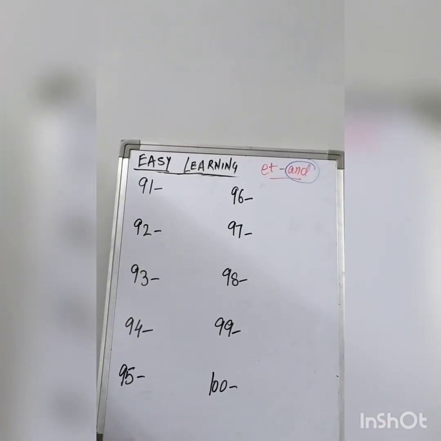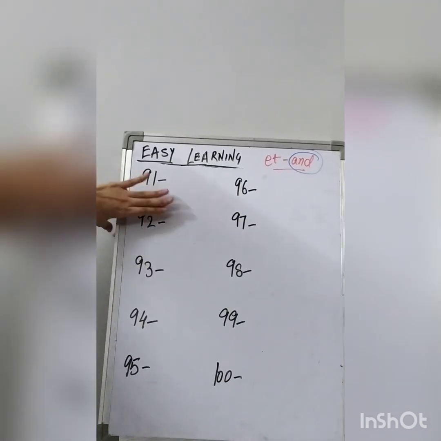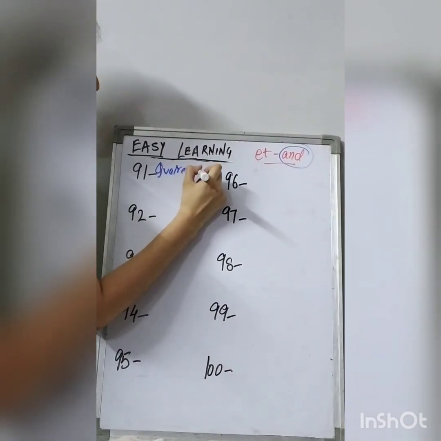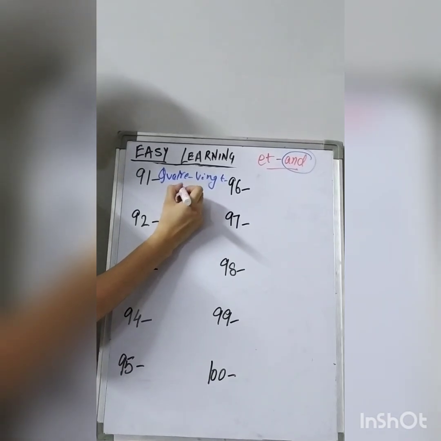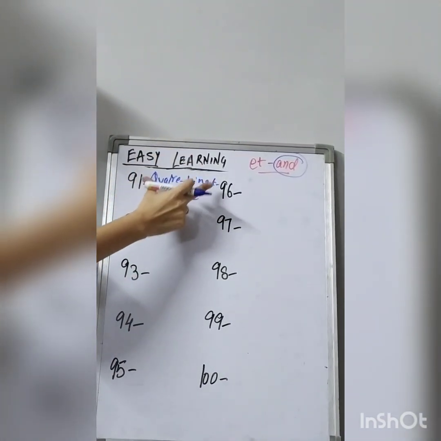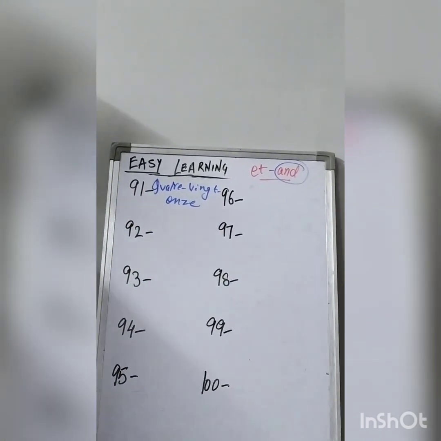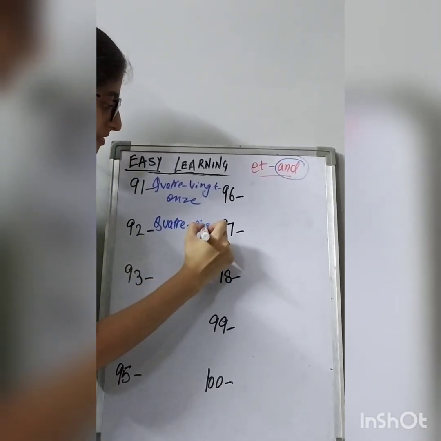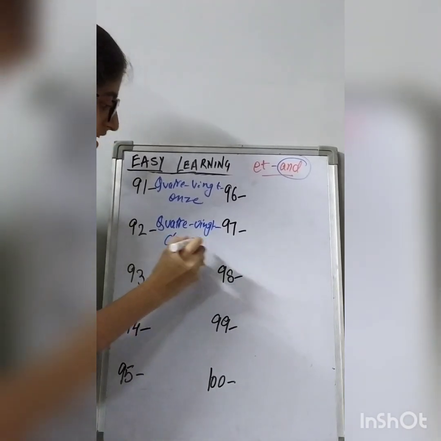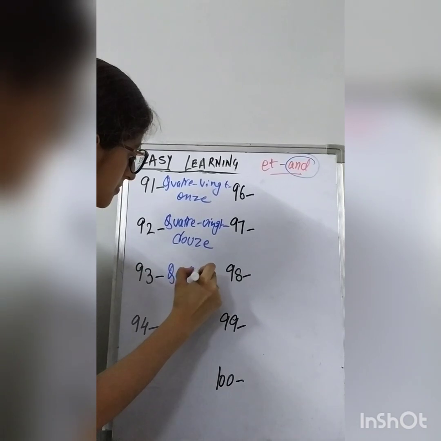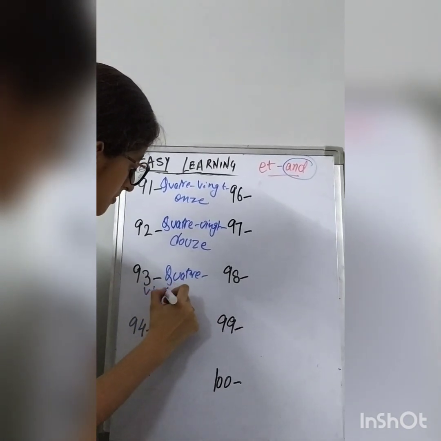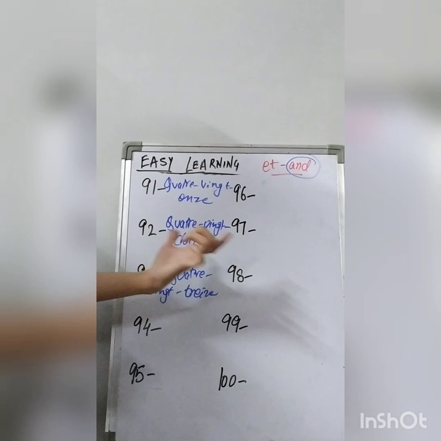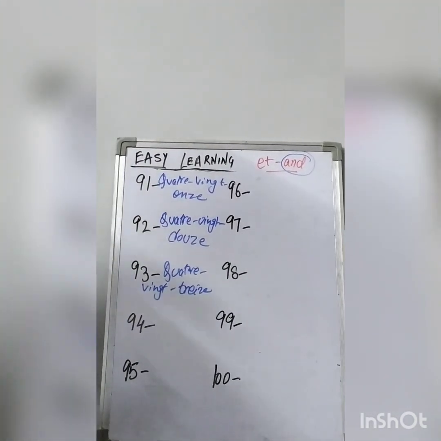Alright, now this is the last set of our video. So 91 is quatre-vingt-onze. So 80 plus 11 is 91. Similarly, quatre-vingt-douze. Then we have quatre-vingt-treize. So 80 plus 13, 80 plus 12, 80 plus 11 are 91, 92, 93.